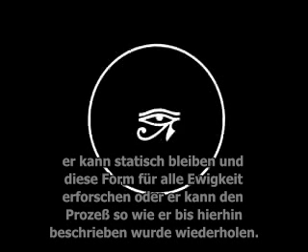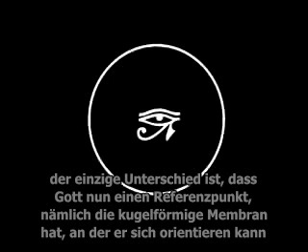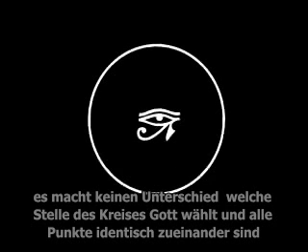It can either remain static and explore this imaginary shape for all eternity, or it can repeat the process described thus far. The only difference is now God has a reference point, the spherical membrane, on which to repeat the process. It does not matter where Spirit chooses on the membrane to begin the process, as it is a perfect sphere, thus all points are identical to each other. It cannot make a mistake.